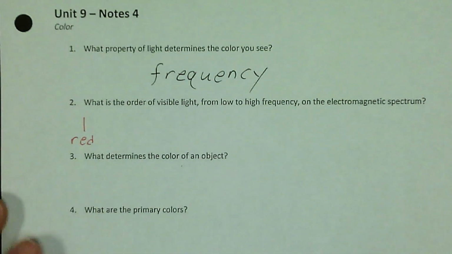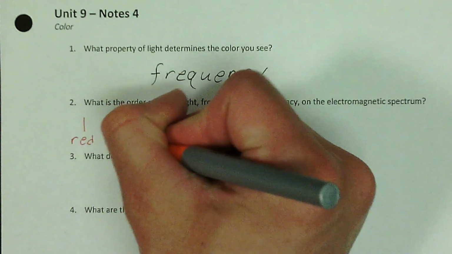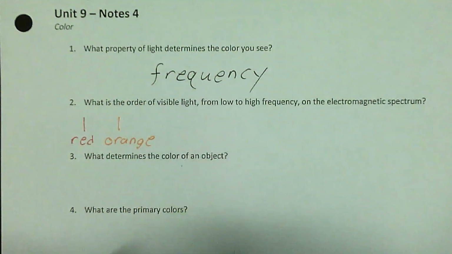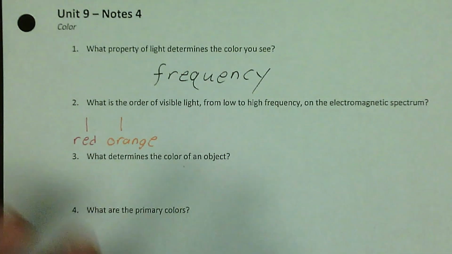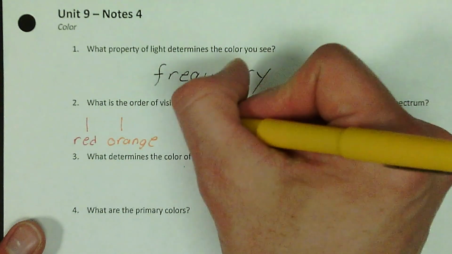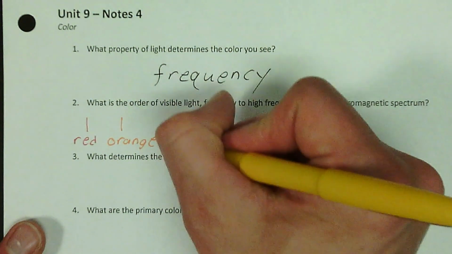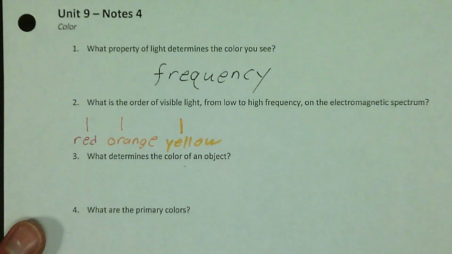After red comes orange. No, this is the only time I'm going to use orange. You can write it just in regular, you don't have to do it in colors. Red, orange, yellow, green.